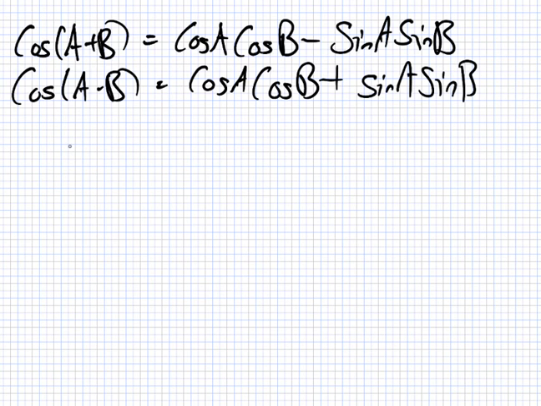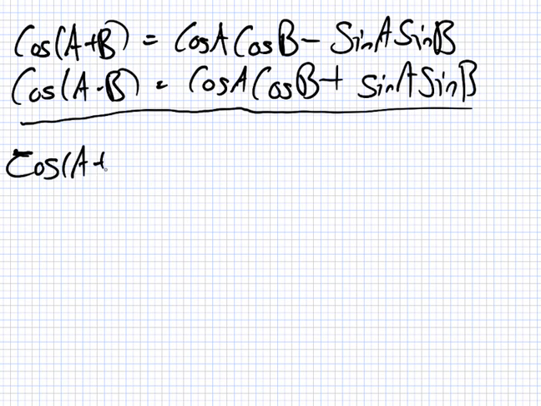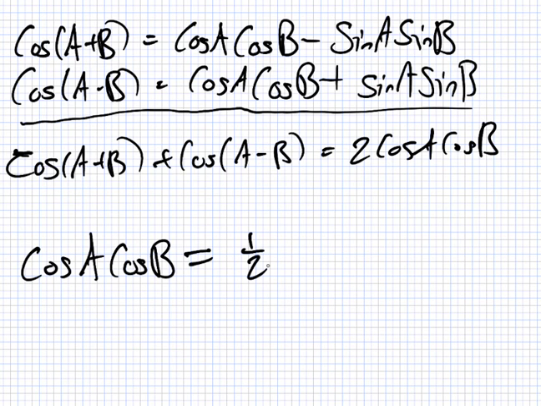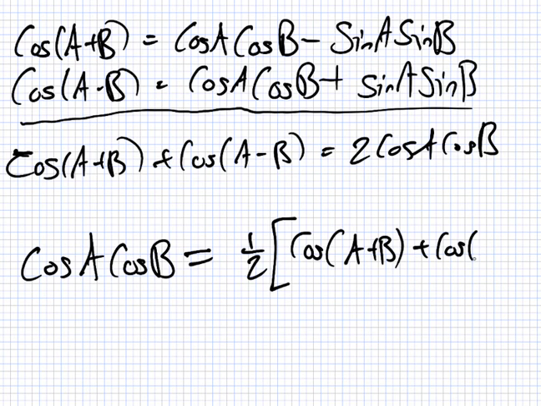Now, what do we do? Well, we add them together again. On the left it will be cos A plus B plus cos A minus B. And on the right, 2 cos A cos B. So this gives us our second formula: cos A cos B equals a half, cos A plus B plus cos A minus B.